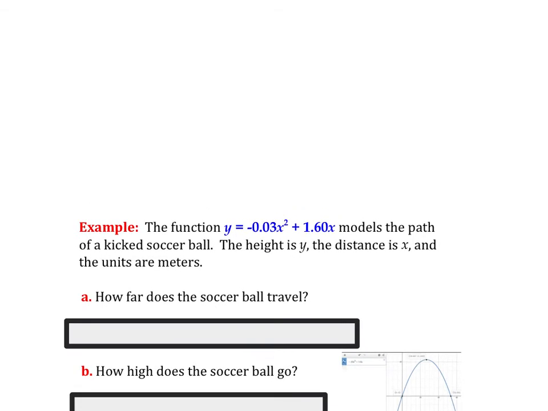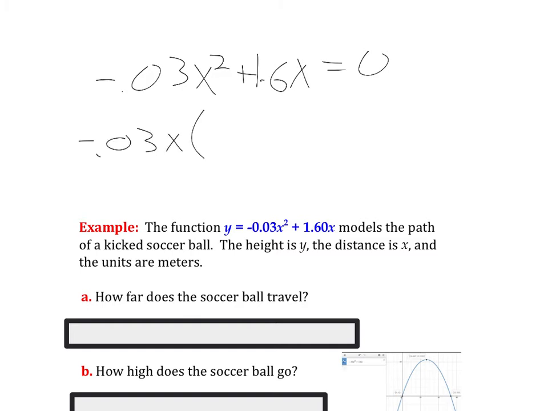I could set this thing equal to 0, negative 0.03 x squared plus 1.6 x, set that equal to 0. Since there is no y-intercept, there's no c value, no constant, I can just factor out a common factor of 0.03x. And when I do that, I'd be left with x minus, let's see, 1.6 divided by 0.03, 53.3 repeating.